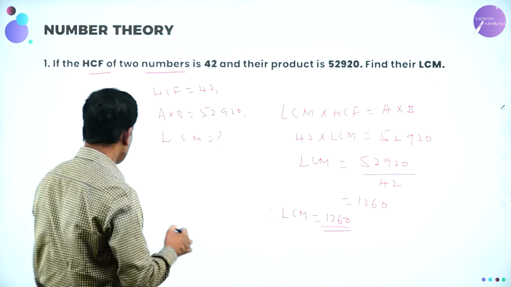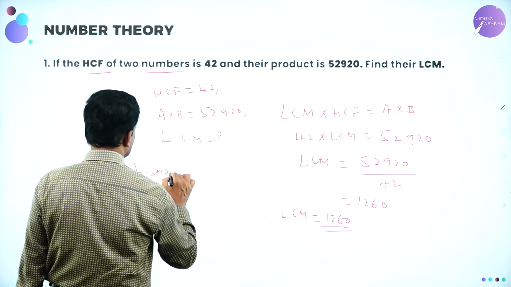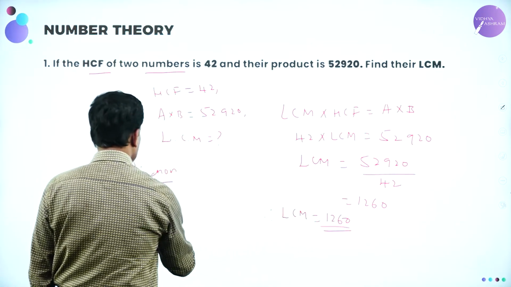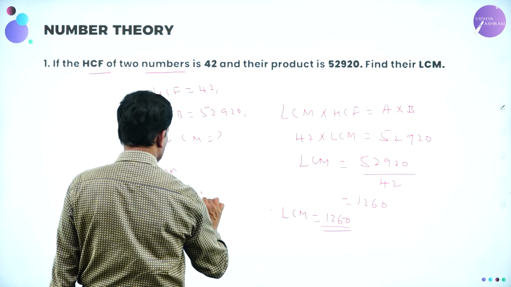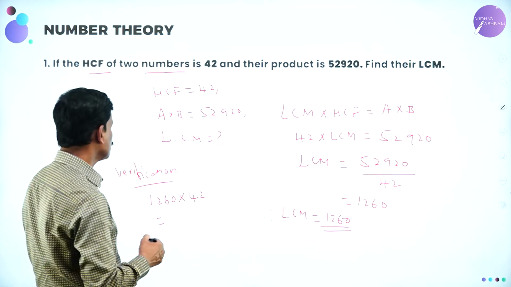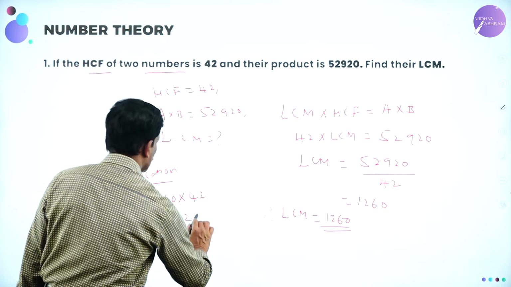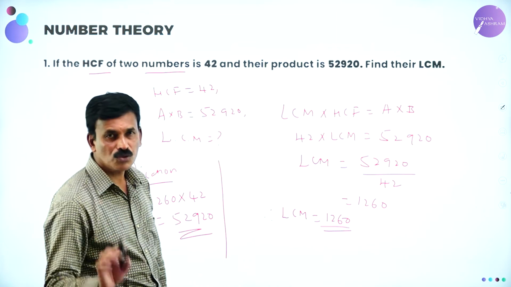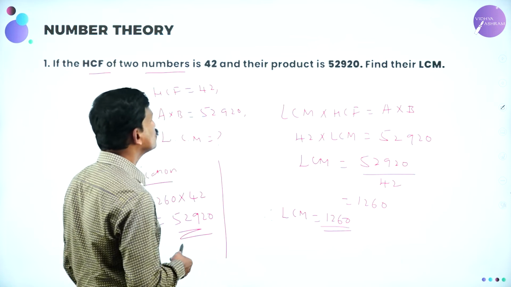If you want to verify, just multiply: LCM into HCF is equal to A into B. LCM is 1260, into HCF 42. If you multiply 1260 into 42, definitely that is equal to 52,920, the given answer. Okay. Hope you followed. Now, let us come to the next problem.